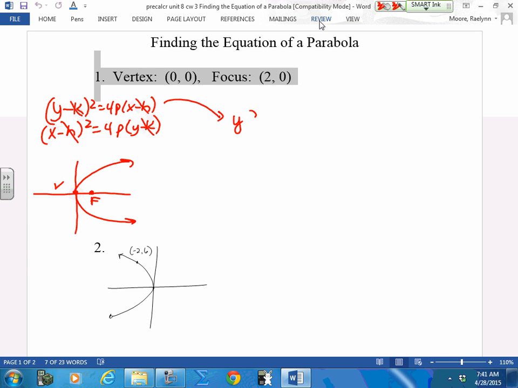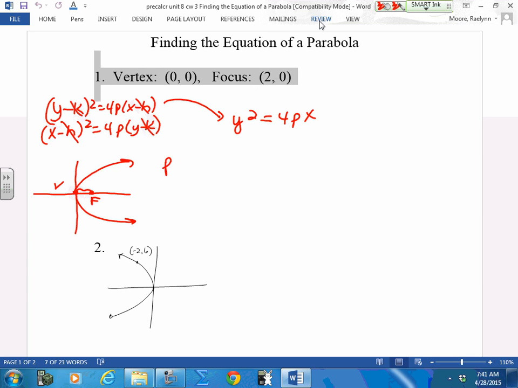And we know that the vertex was 0. So we're going to start out with the short one. We have no h or k because it's 0, 0. Right? Now we need to find the equation. That means we have to solve for p. So p is the distance between your vertex and your focus. And in this case, p has to be positive, right? And it has to be 2.